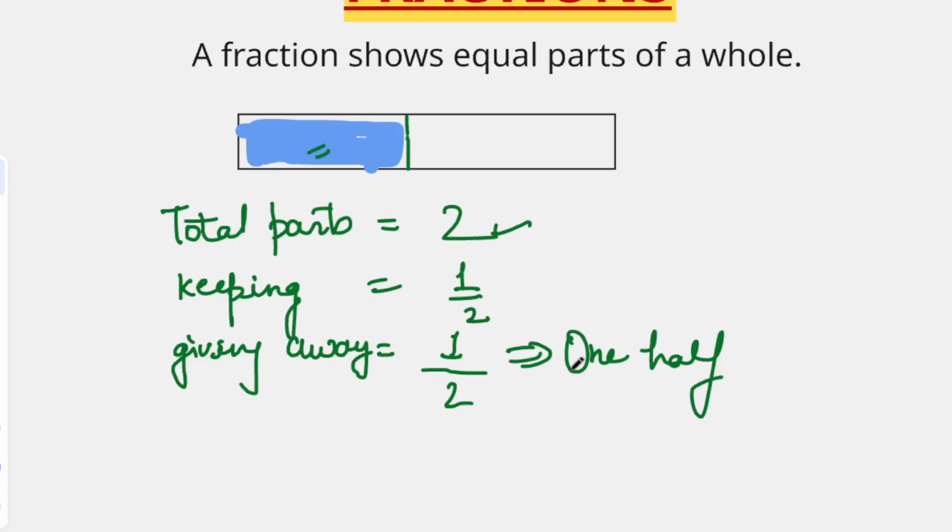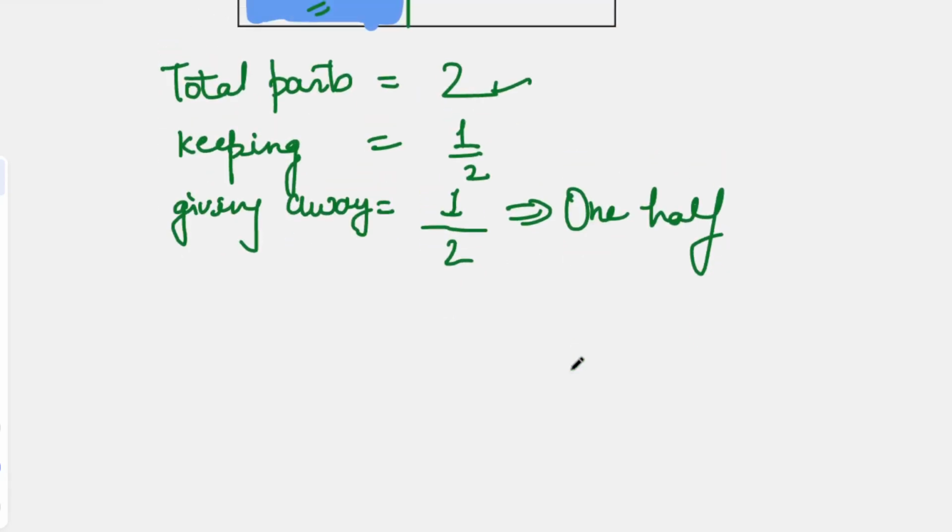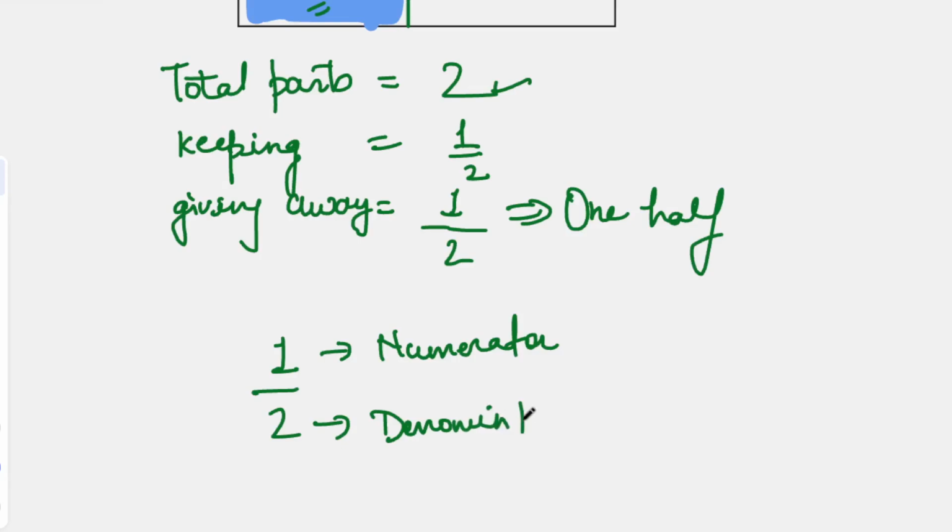Now let's understand the terminology associated with the fraction. So now you have seen that we wrote just now 1 upon 2. Here you can see two numbers. The one at the top is known as the numerator, and the number at the bottom is known as the denominator. Now, what do these numbers tell us? The numerator tells us about the parts taken. Parts taken or given away, it actually means which part you are talking about.